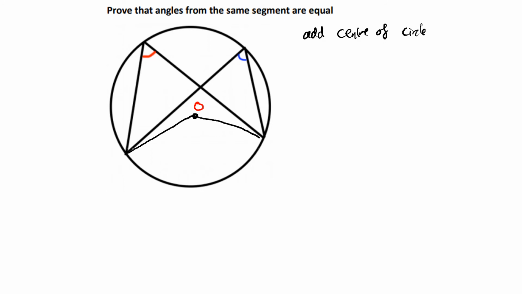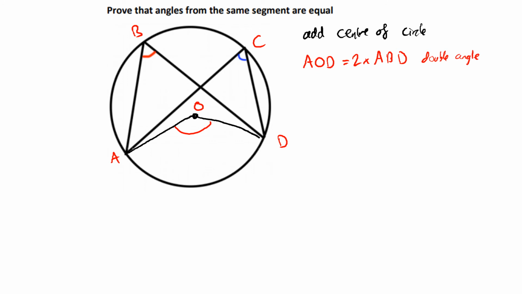Now, one thing we can say about the center of the circle, and let's label this C and D, is that the angle at the center is double the angle at the circumference. So we can say that AOD, that's this angle here, is 2 times ABD. The reason for that is double angle.